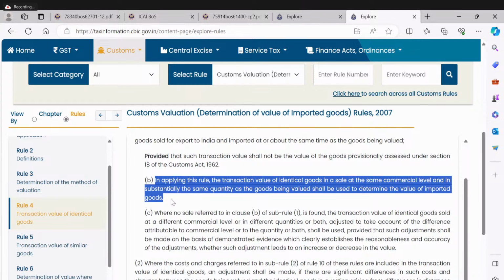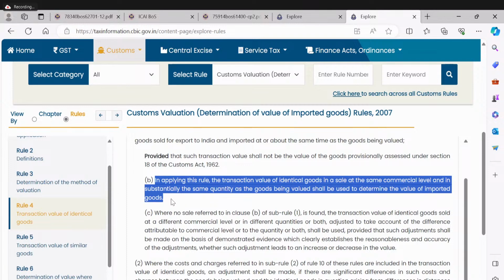Substantially the same quantity, Mansha, like I gave you the example: if I am importing 100 units of a particular product from country X, and the identical goods I am taking the value of are being imported in a quantity of 1,000 or 500 units, then there can be a difference in pricing because of the huge bulk purchase. Because somebody purchasing in a huge quantity might be getting some discount which I am not getting. And if I take their transaction value, the two might not be comparable. So they should be in substantially the same quantity.